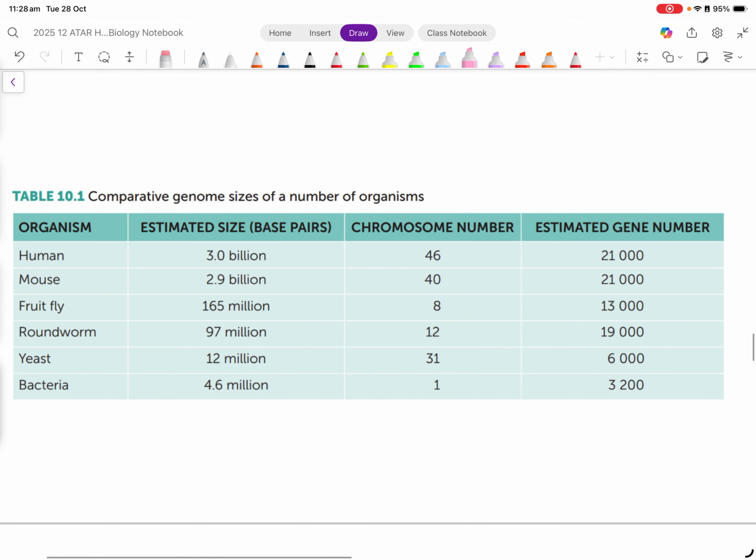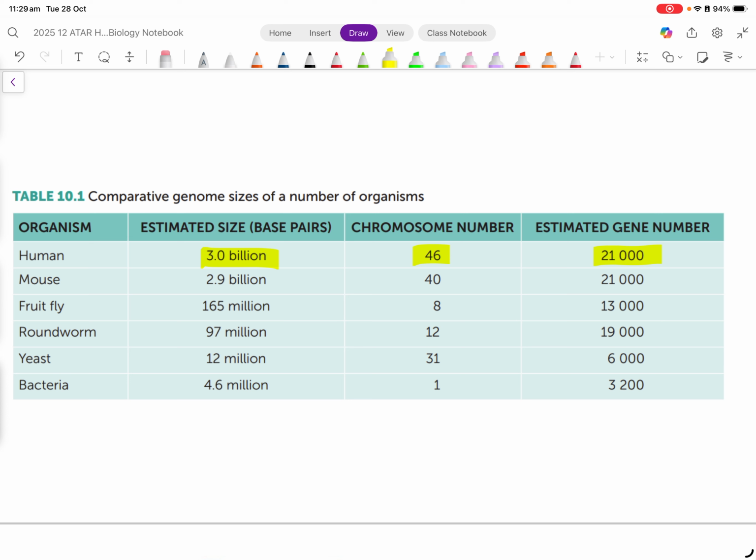So what we have here is a quick comparison of some of the different genome sizes between humans and a bunch of other species. You notice what we already know, humans have 46 chromosomes. What you may or may not have known is that they have roughly 3 billion base pairs, and an estimated gene number of 21,000. Now we can compare ourselves to a mouse who, sure, has a different number of chromosomes, has roughly the same number of genes, and there's quite a big difference there. I know it only seems small, the 0.1 billion. However, that is still quite a significant difference in terms of the number of base pairs.